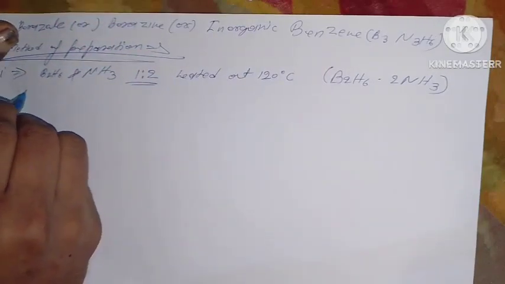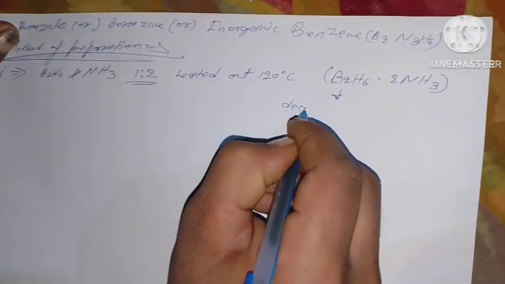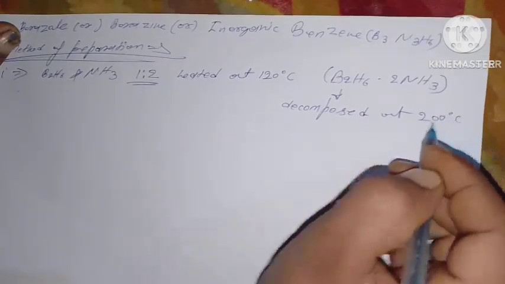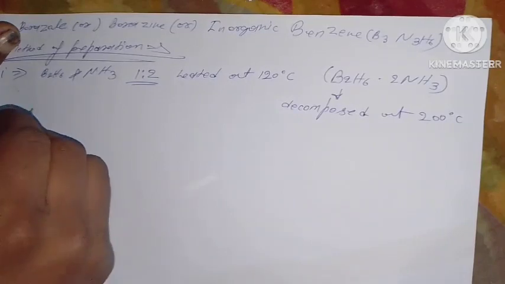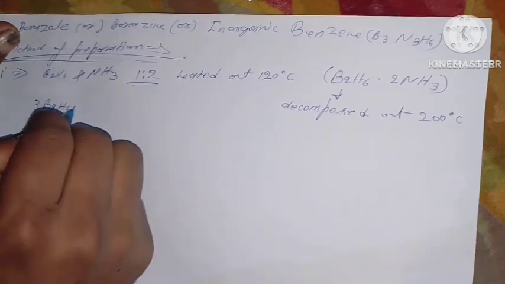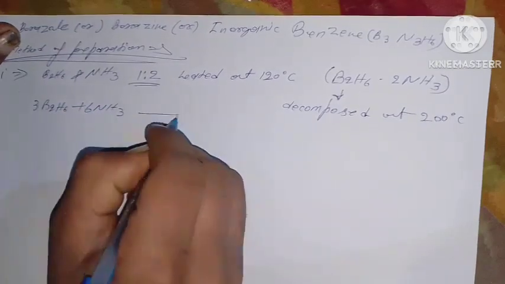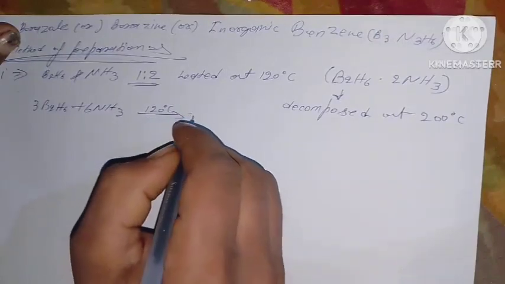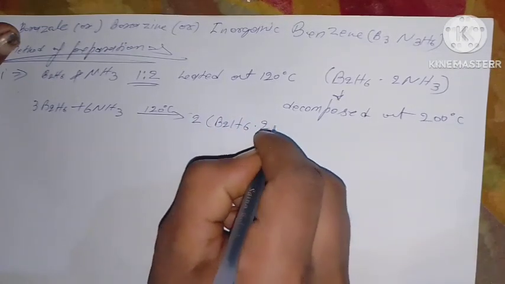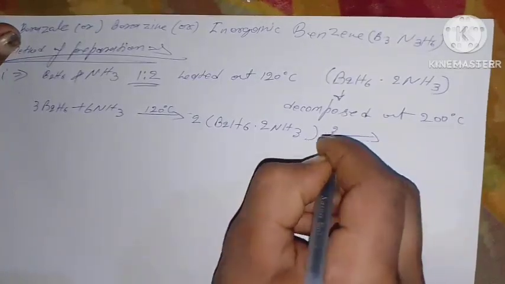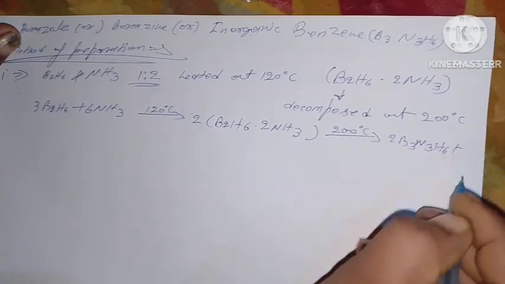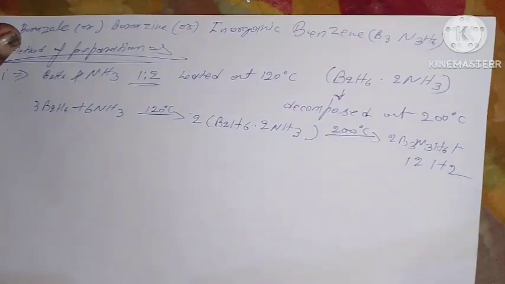Okay, this adduct decomposes at 200 degrees Celsius. Then 3B2H6 plus 6NH3 at 120 degrees Celsius makes 2B2H6 into 2NH3, which at 200 degrees Celsius makes 2B3N3H6 plus 12H2. Okay.